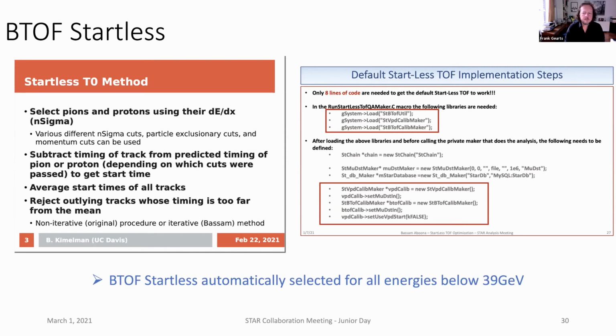I am highlighting both Ben and Bassam's work because in the last couple of months, I would say, they have done a great job in further optimizing this startless method. For example, Ben has done very interesting work in extending the set of particles that are used to bootstrap the BTOF in providing its own start time. It was earlier only limited to pions, but especially in fixed target, that was not very efficient. Keep in mind that the acceptance of the barrel time of flight almost gets halved.